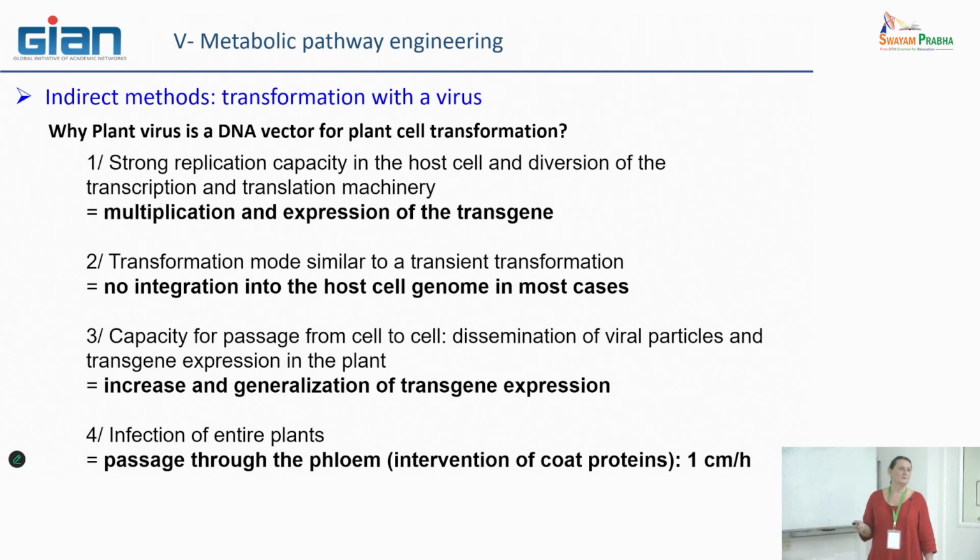They are very able to disseminate in the plant. So you just have to make one point of entrance for the virus, and afterwards it will diffuse all over the plant, so it can also be easier. It's not like Agrobacteria, which don't diffuse everywhere in the plant. But viruses do. It means that you can generalize this transgene expression to whatever organs of your plant, for example.